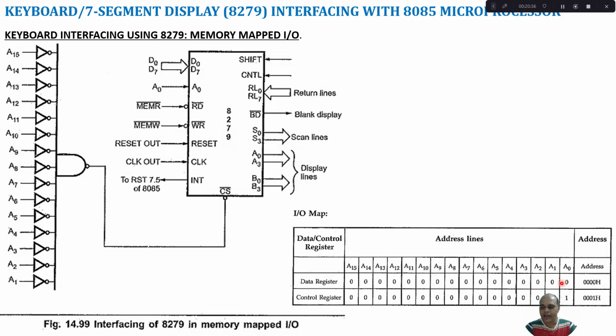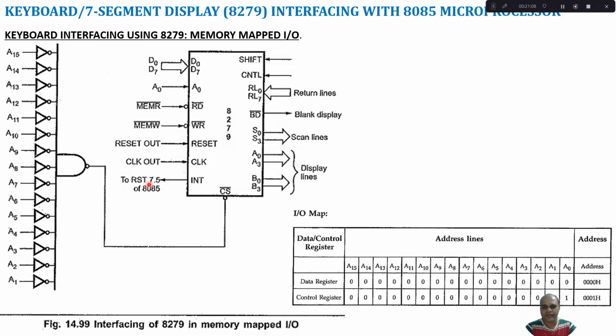So again, A0 represents the data register. A0 equal to 0 means data register, A0 equal to 1 means it is a control or command register. So we use the other lines A1 to A15 for chip selection. Then MEMR is connected to the read signal, MEMW, memory write, is connected to WR bar. In the same way, reset out and clock out, and once the interrupt is generated, it can be connected to the interrupt pin of your 8085.